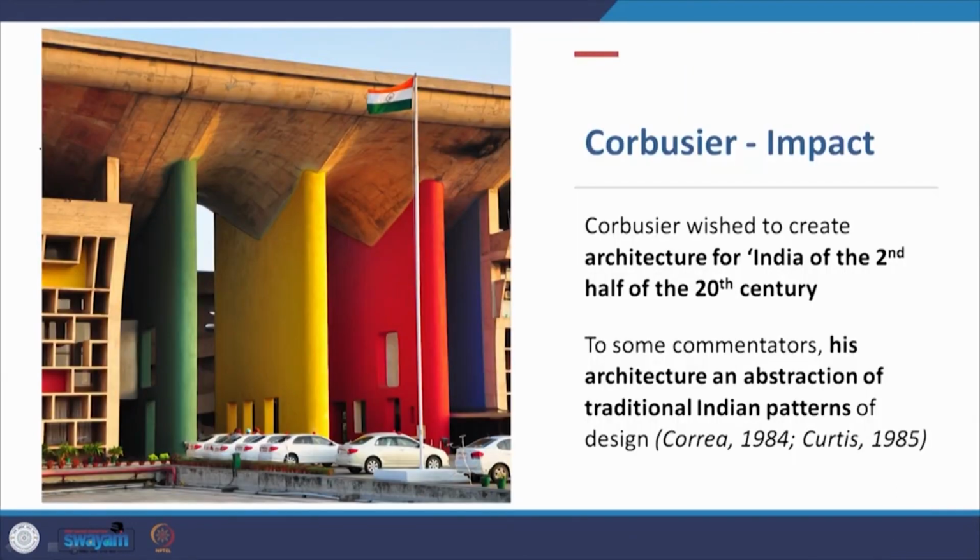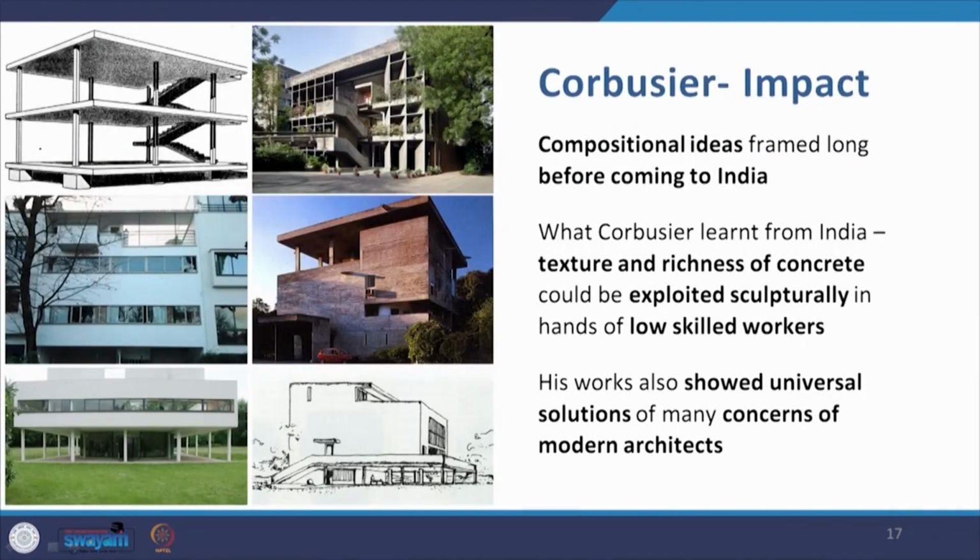Now Corbusier wished to create an architecture for India of the second half of the 20th century. To some commentators, his architecture is an abstraction of traditional Indian patterns of design, as stated by Charles Correa in 1984, Curtis 1985, and his impact is the compositional ideas framed long before he came to India. I have already discussed in one of my earlier slides how, when he began with Villa Savoye, as he moved on he graduated to brutalism, which was very suited for India.